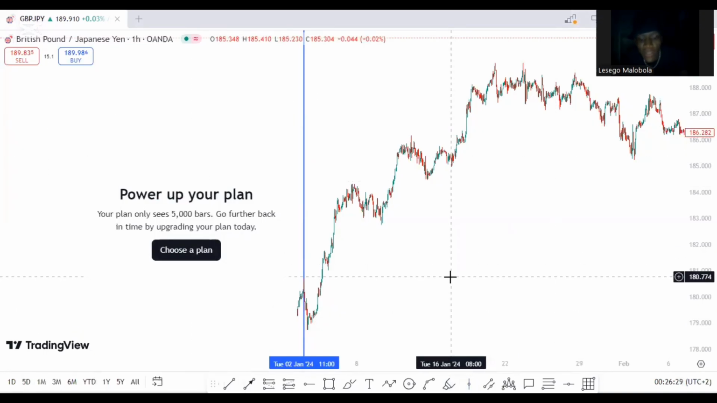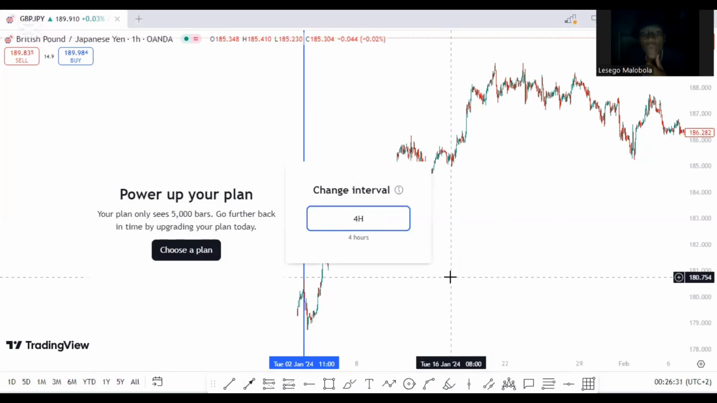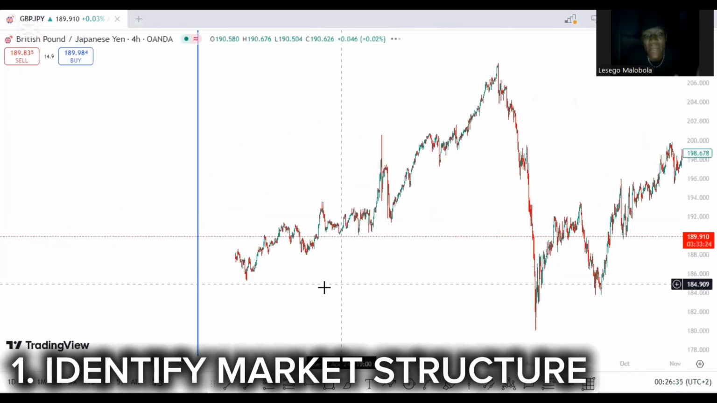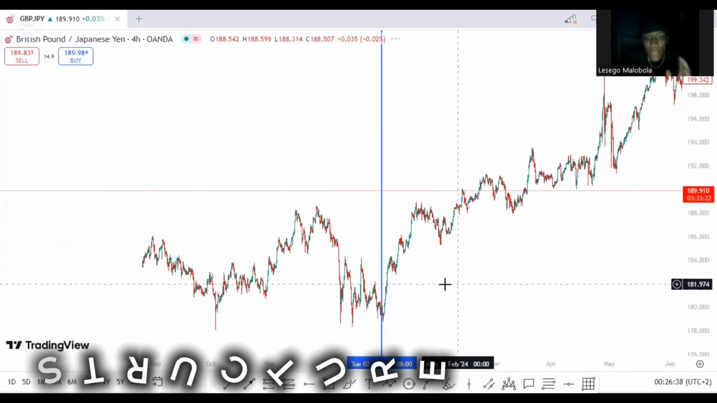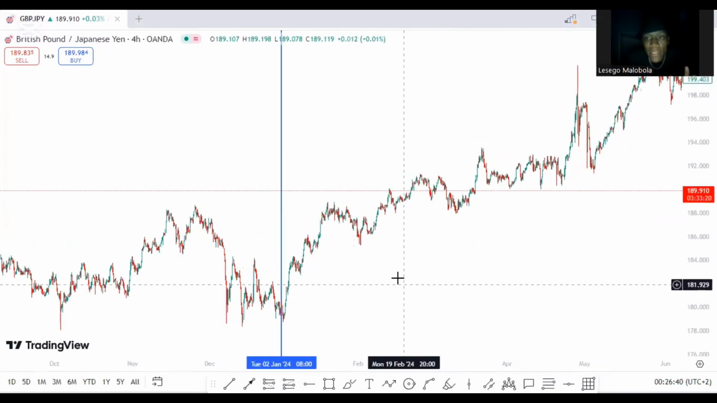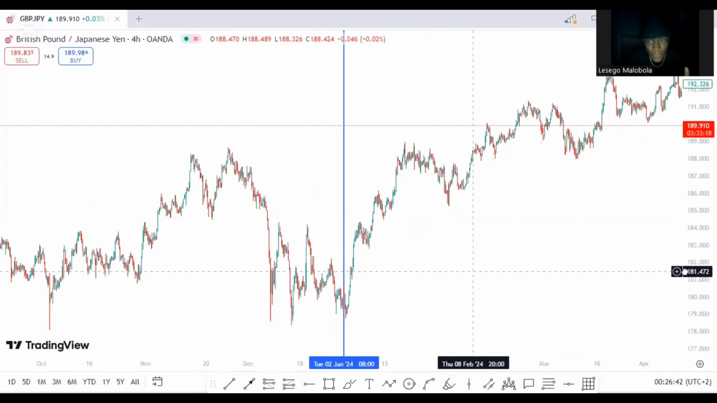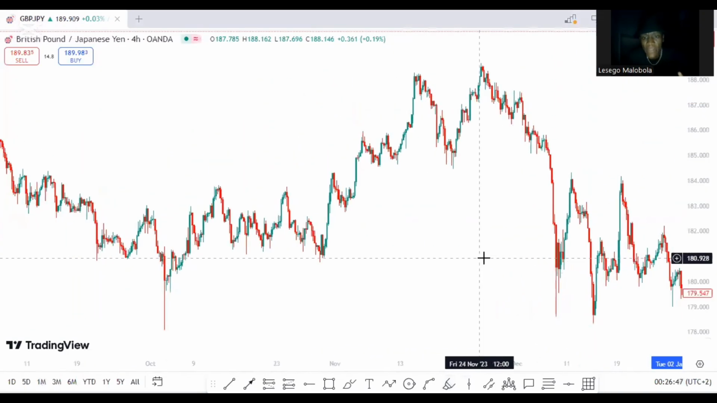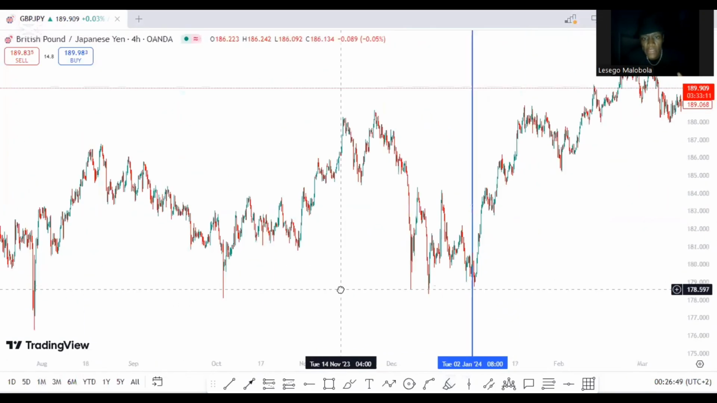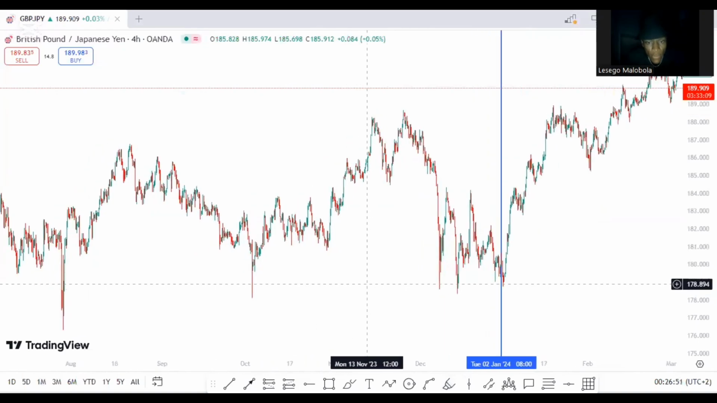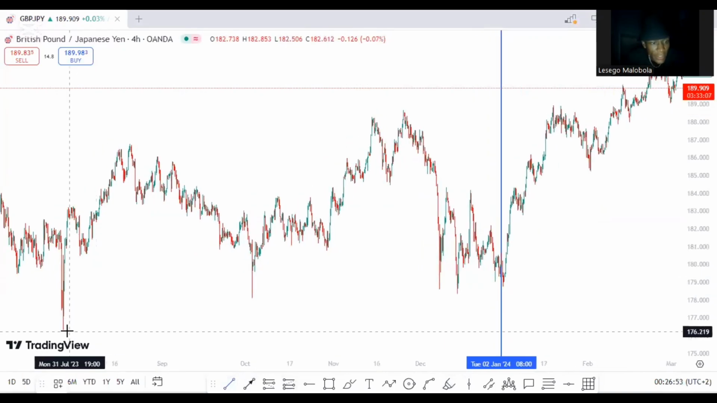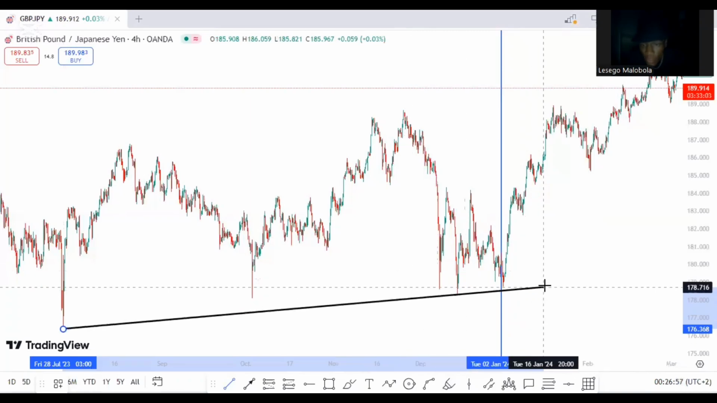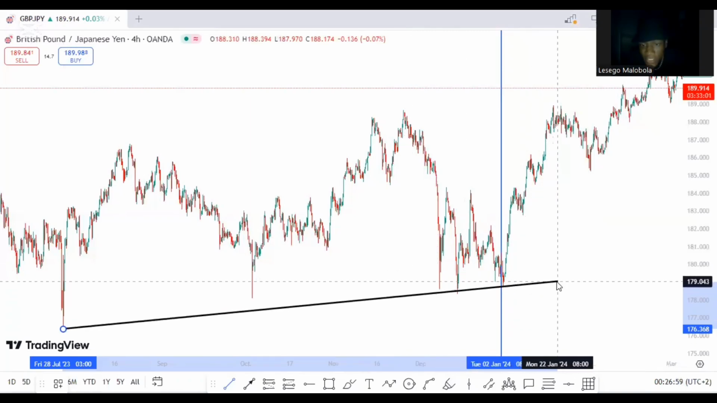So after doing that, we're just gonna go on the 4 hour time frame just to identify our market structure. Remember, the first step is to always identify your market structure. So let's just do that. Let's see if we can identify anything here. If we take our trend line here, let's see if we can connect. Okay, it doesn't work out there. Okay, here it seems to work out.